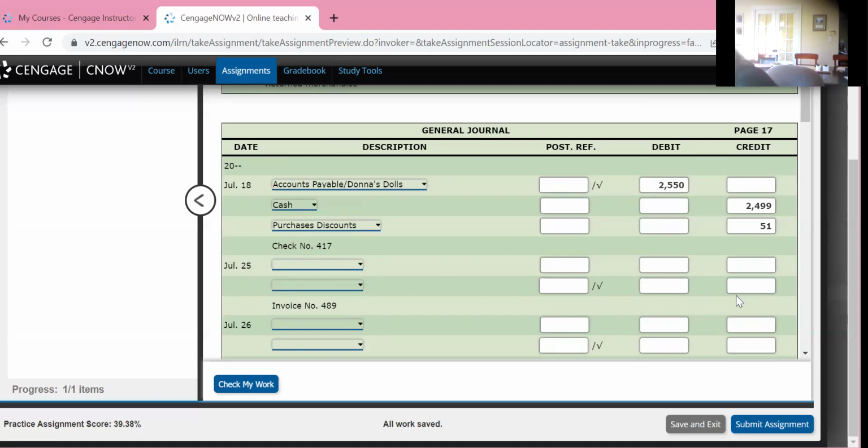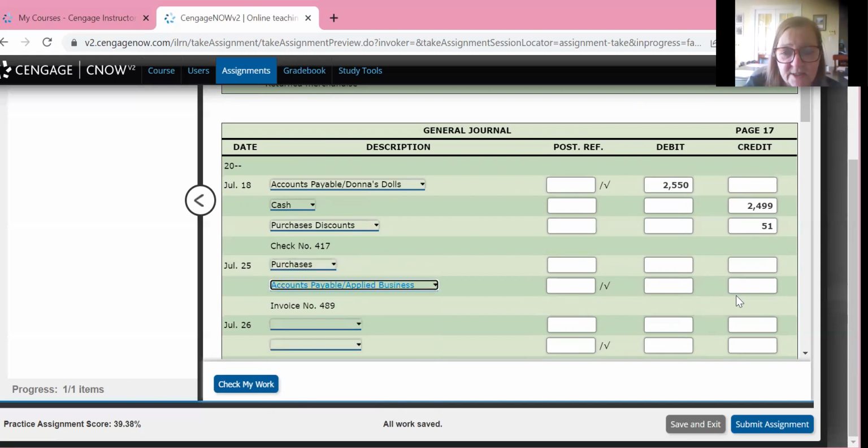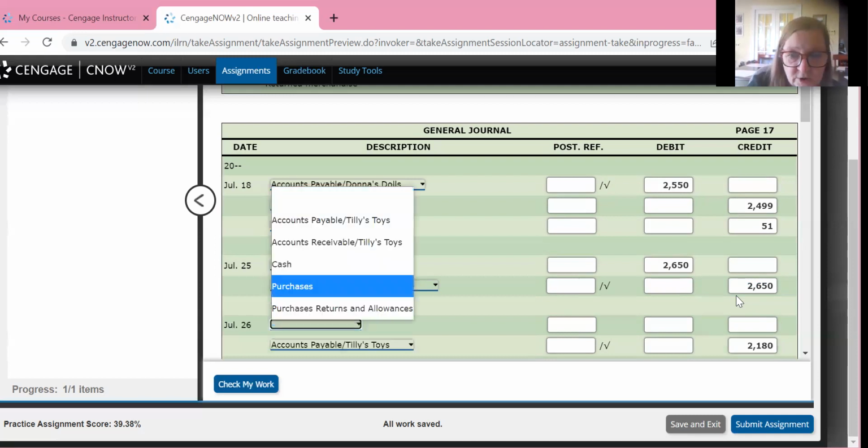Okay, and so now July 25th, purchase merchandise on account from Applied Business, $26.50, no discount. Purchases, and I'm sorry, I got them all wrong. Purchases and accounts payable. And the amount was $26.50. Okay. Then on the 26th of July, purchase merchandise from Tilly's Toys again, $2,180 with the 2/10 net 30. Get it right. And that's going to be a payable to Tilly's Toys and a debit to purchases.